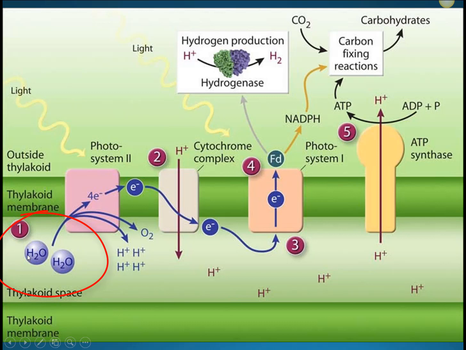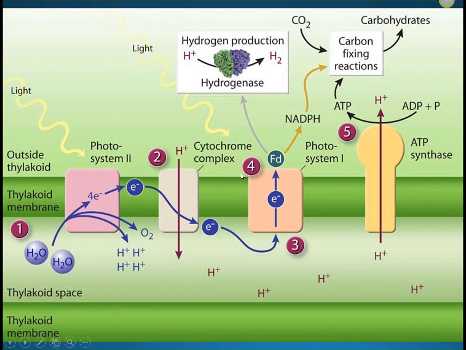So the hydrogen ions also get pumped back into the lumen, increasing the hydrogen ion positive charges in the thylakoid space, and the oxygen gets released, whereas the 4 electrons found in these 2 water molecules are used to replenish the pigment centers of photosystem 2.